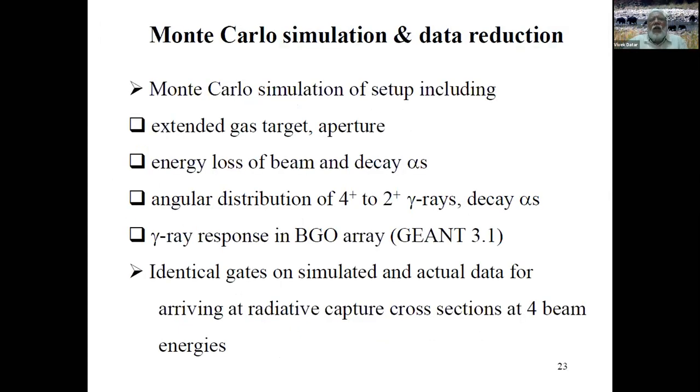And from this, in order to extract cross sections, you have to do a Monte Carlo simulation. This Monte Carlo simulation, of course, includes the extended gas target, the aperture, energy loss of the beam and the decay alphas, angular distribution effects of the 4+ to 2+ gamma rays, and also the angular distribution of the decay alphas. Then the gamma ray response in the BGO detector. And then, finally, you generate spectra, and you put identical gates on the simulated and actual data in arriving at the capture cross section.